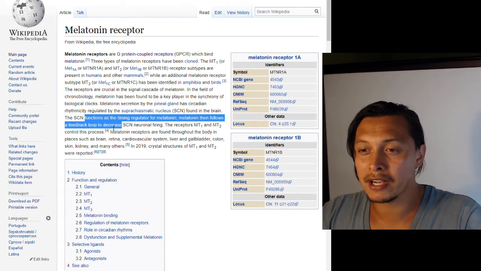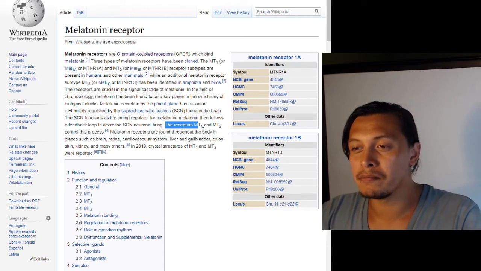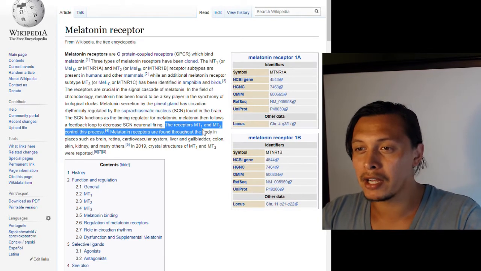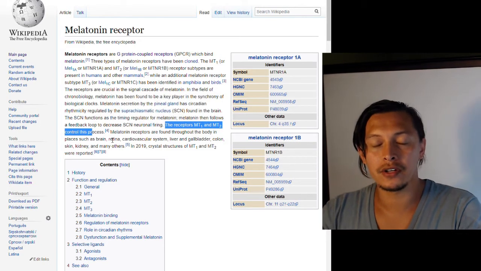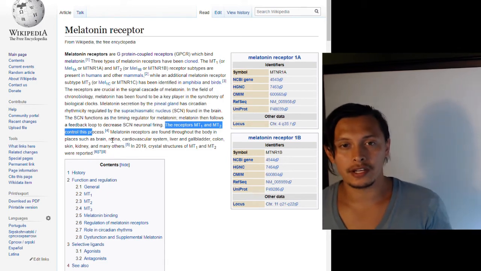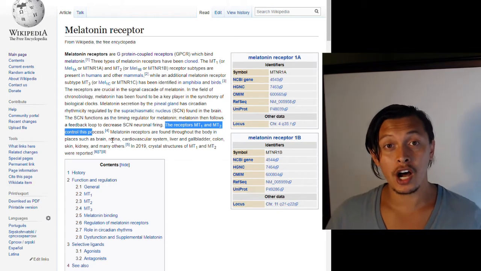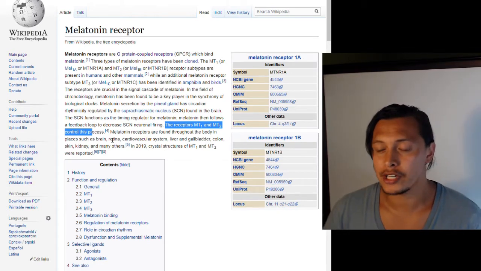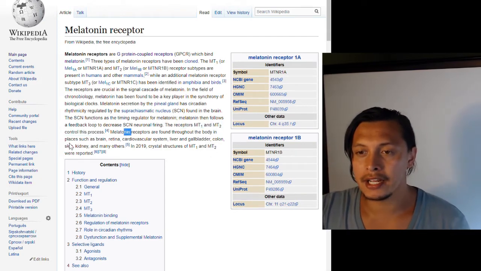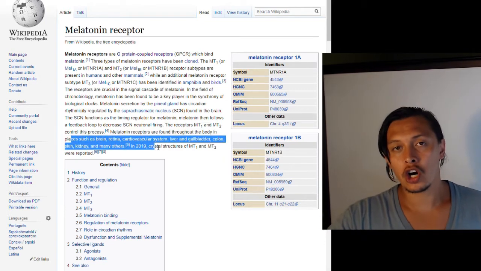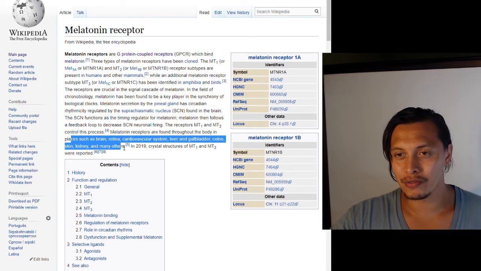Melatonin then follows the feedback loop to decrease the SCN neurofiring, and the melatonin receptor sub 1 and the melatonin receptor sub 2 control this process. So melatonin is a self-regulating process, and basically it can shut its own production off after it's gotten to a certain concentration. These melatonin receptors are found throughout the body in places such as the brain, retina, cardiovascular system, liver, gallbladder, colon, skin, kidneys, and many others. They could have just said all over the freaking body.